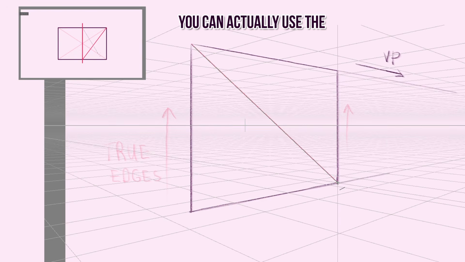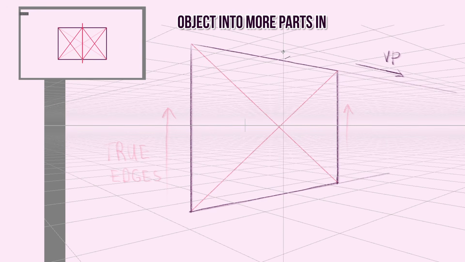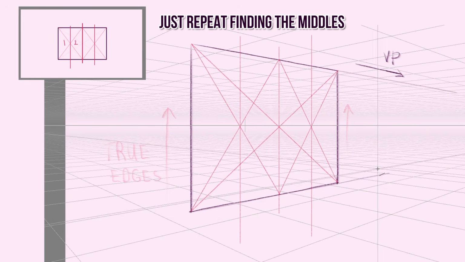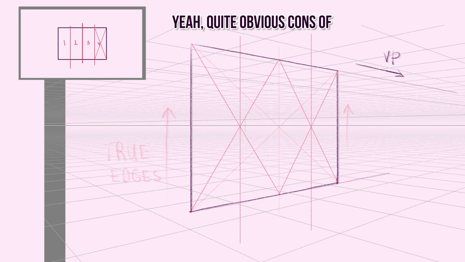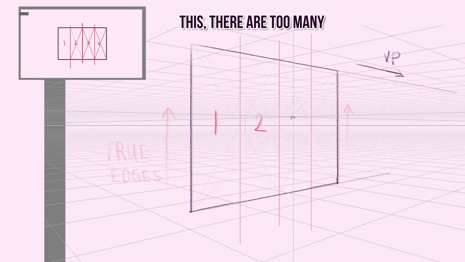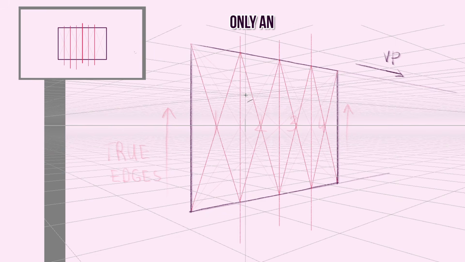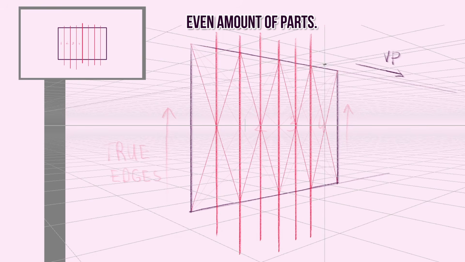You can actually use the same technique to divide the object into more parts in perspective. Just repeat finding the middles with crosses. Quite obvious cons of this: there are too many crosses, and you can get only an even amount of parts.